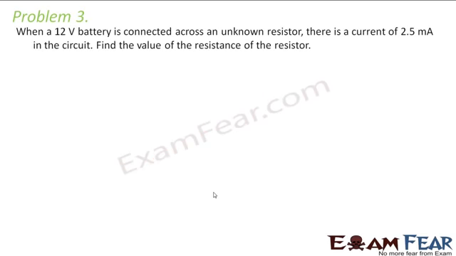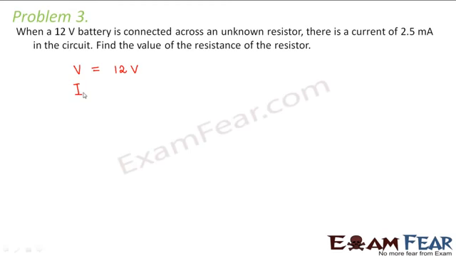Let us look at the third problem. It says when a 12 volts battery is connected across an unknown resistor, there is a current of 2.5 milliamperes in the circuit. Find the value of the resistance of the resistor. So what is given here? A battery of 12 volts. That means this battery is capable of producing a potential difference of 12 volts. Right? I told you before also that potential difference is generated by cells or batteries.